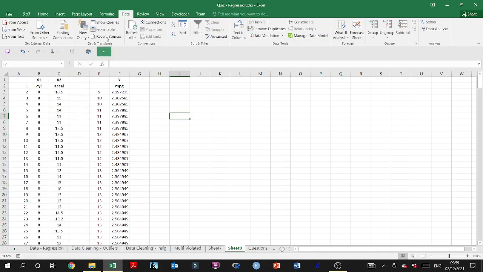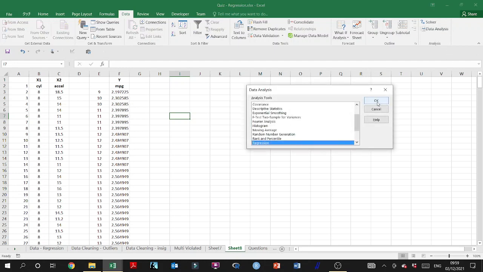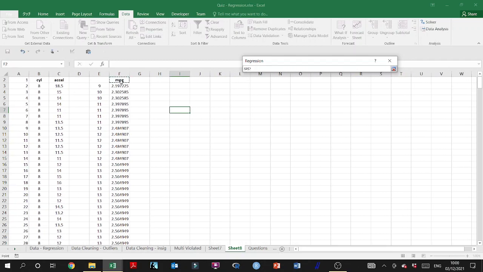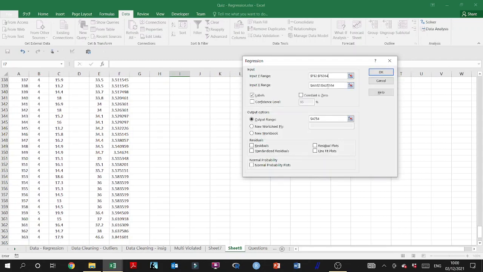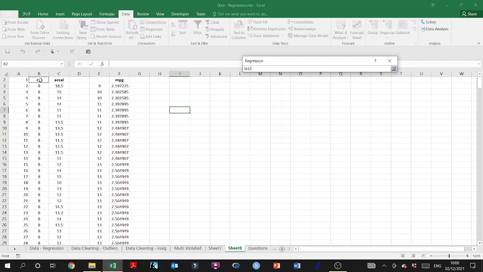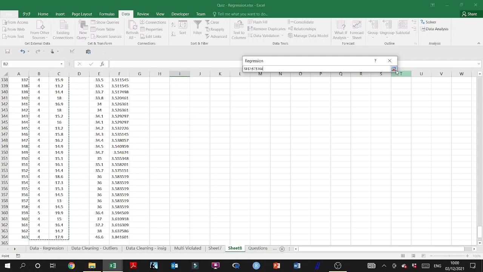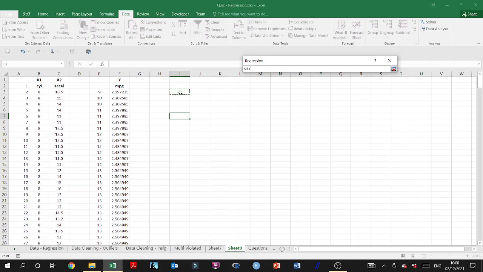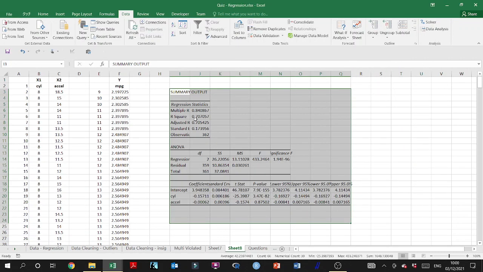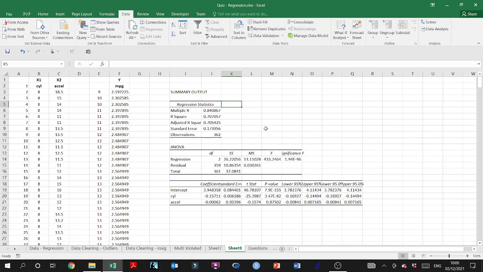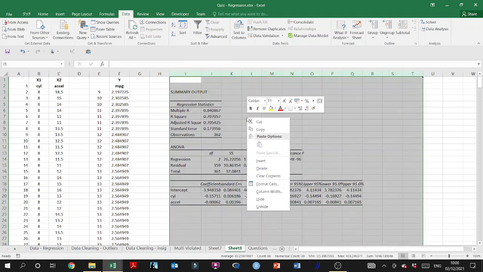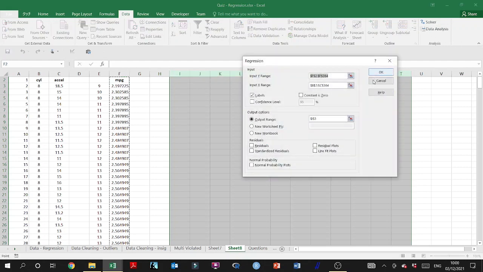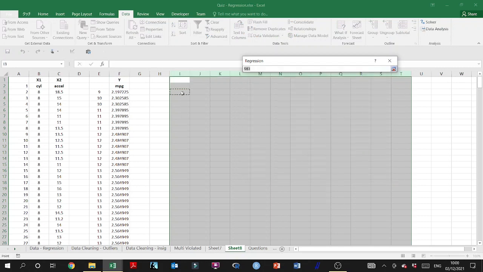All right. And now let's get started. Data analysis, regression. Y will be this, and X will be these two. And now output will be somewhere over here. And now, I forgot to put in the residuals in the output. Sorry. Data analysis, okay. And residuals and output over here.